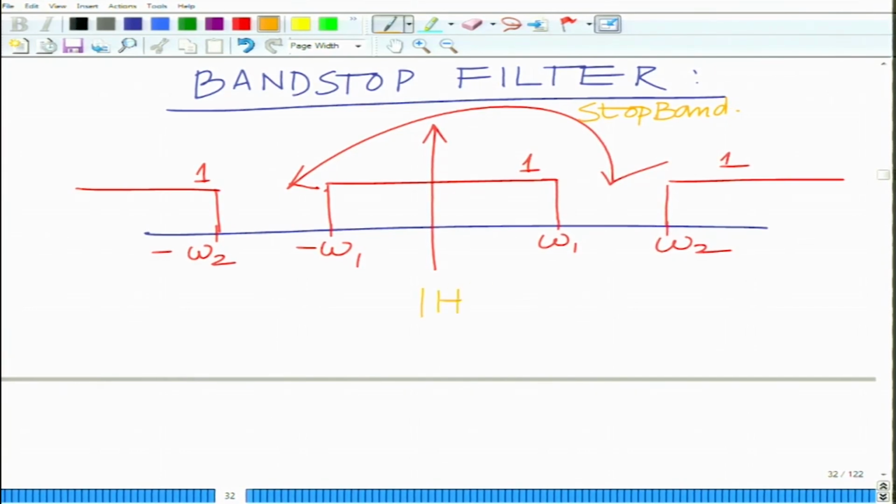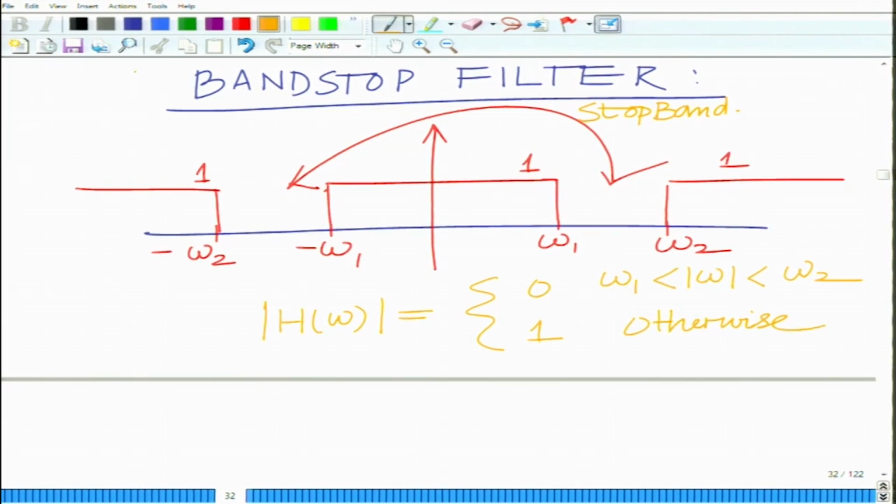So, the band stop filter is characterized by the frequency response magnitude H of omega equals 0 for omega 1 less than magnitude omega less than omega 2, and this is 1 otherwise. Okay. So, these are the stop bands, alright.